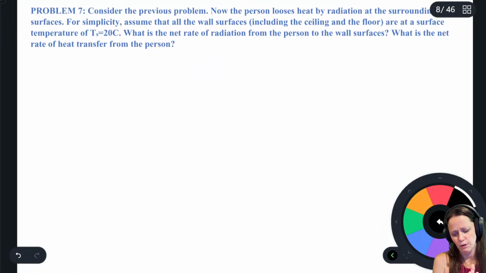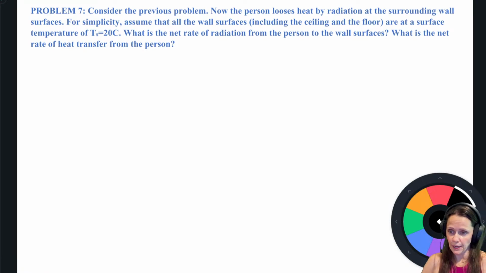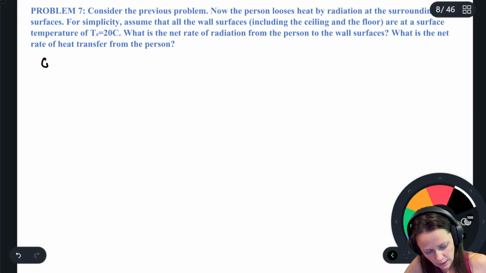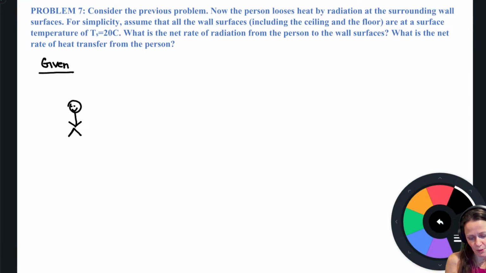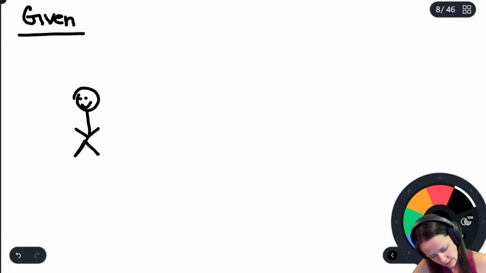All right, so let's move on. Problem 7. We have the same problem that we had before, where we had the little stick figure guy. Here's our stick figure. He's smiling, sort of. And he loses radiation.